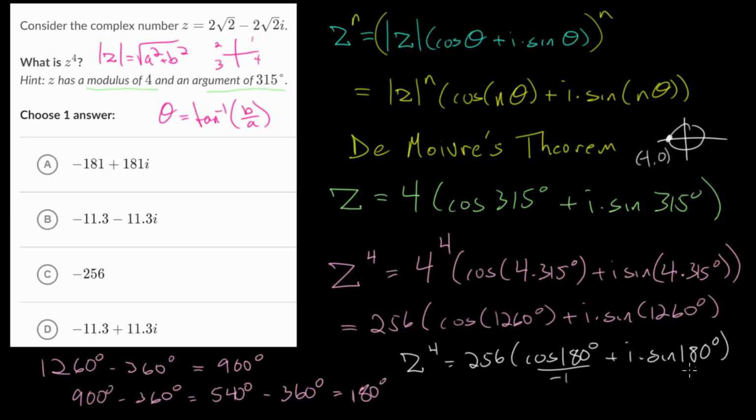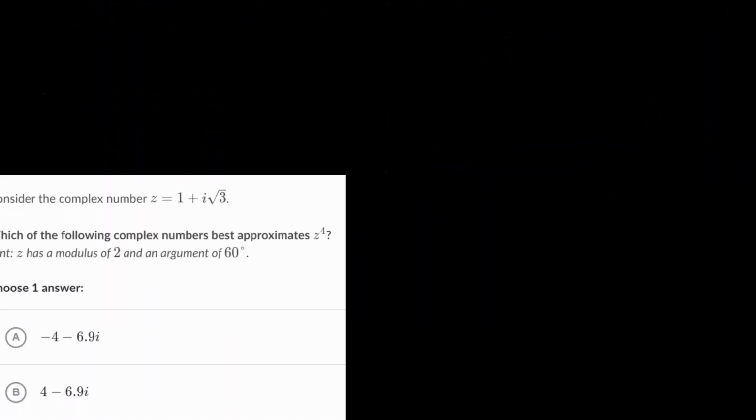So this right here is -1, this is 0, and we would just get 256 multiplied by -1, which is minus 256, and we can see that would be choice letter C here. And let's do one final question.